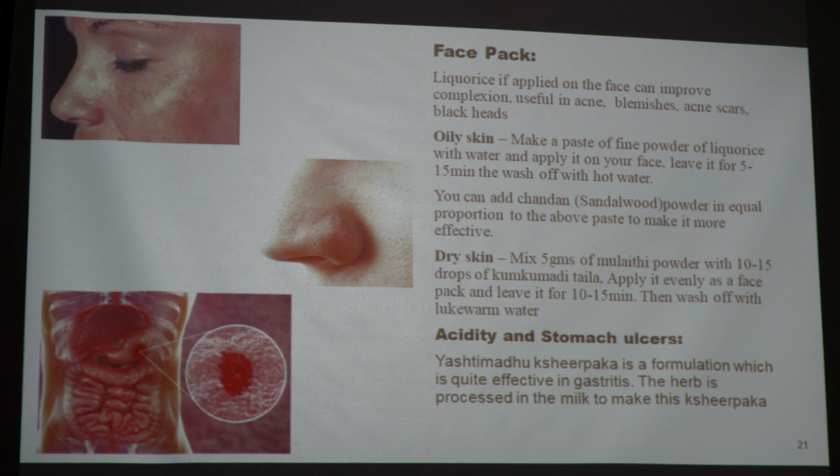Acidity and stomach ulcers. As I already told you, it is sheeta virya, a cold potency drug. It is sheeta paka. Yashtimadhu sheeta paka is a formulation which is quite effective in gastritis. This herb is processed in milk to make this sheeta paka.